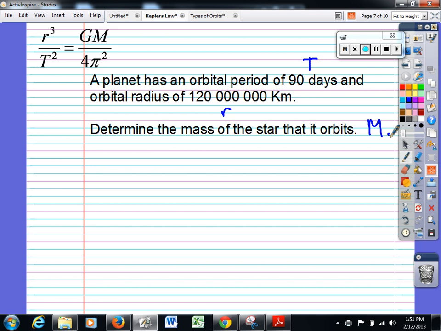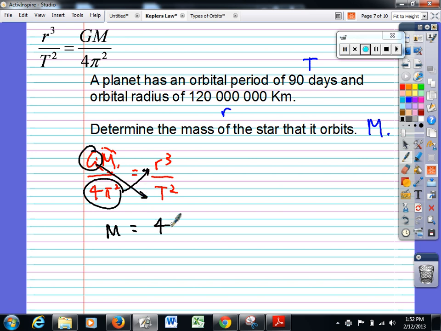The first thing we're going to do is write down the formula. Since we need the mass, I'm going to write it in its reverse: GM on 4 pi squared equals R cubed on T squared. We want M by itself. Remember, it is easier to manipulate this equation before you put the numbers in. To get M by itself, the 4 pi squared comes up and the G goes down, so M equals 4 pi squared R cubed on G T squared.